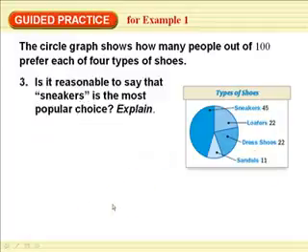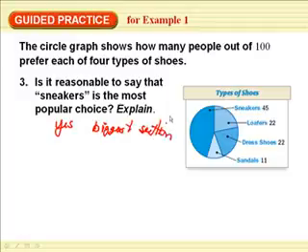The circle graph shows how many people out of 100 prefer each of the 4 types of shoes. Is it reasonable to say that sneakers is the most popular choice? Explain your answer. I would say yes, because it's the biggest section. And it's also the biggest number. 45 is the biggest number there.